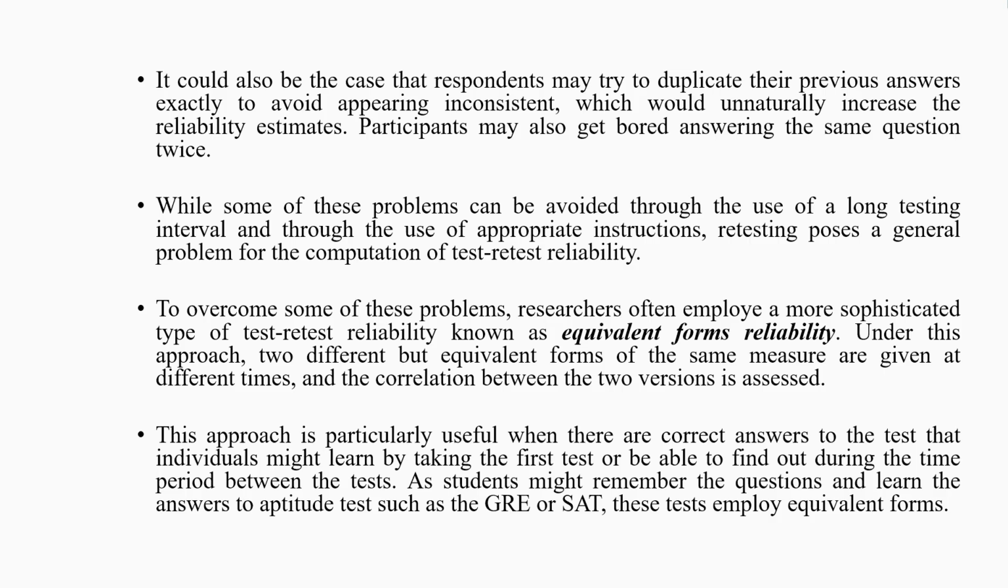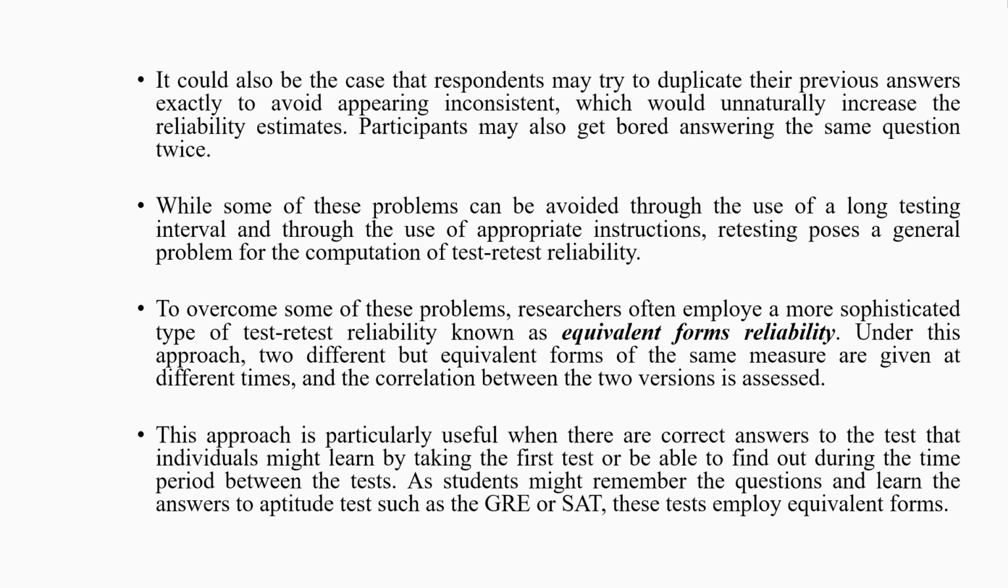On other occasions you can just use instructions, explain things very clearly and then hope that the participants are naturally and sincerely responding. Retesting effects pose a general problem for the computation of what is called test retest reliability. So, to get around this, a lot of researchers employ a more sophisticated type of test retest reliability known as equivalent forms reliability. What they do is, the items are not identical, but they are very similar and they are measuring the same thing. Okay.